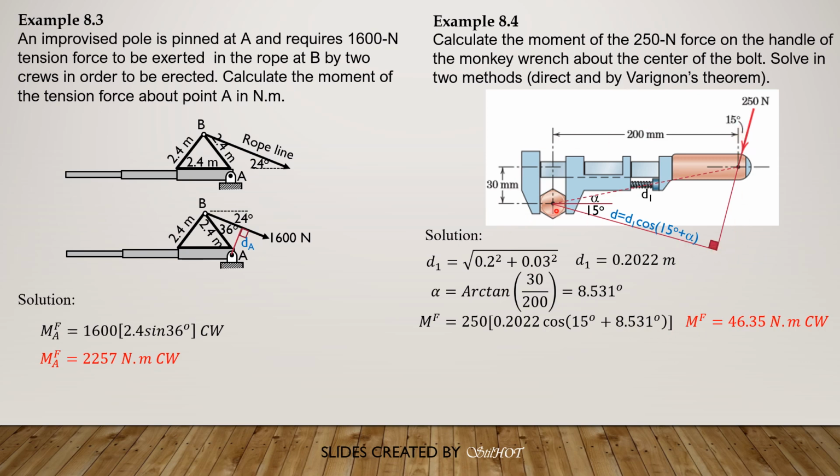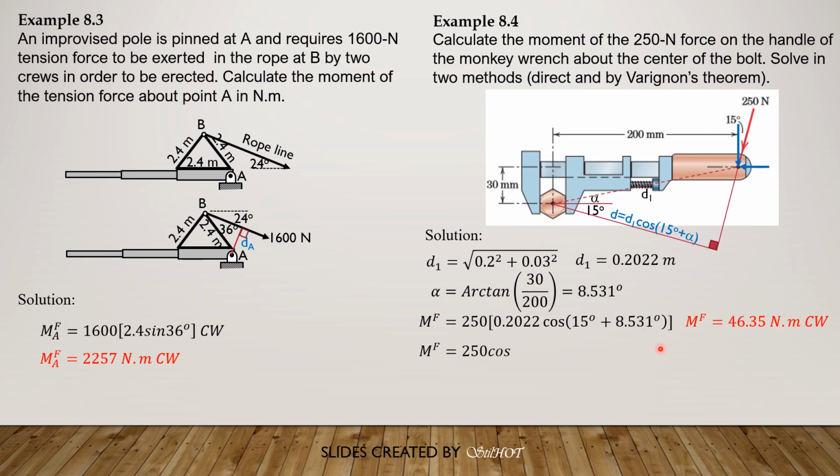So if you push this moment arm, it will rotate clockwise. For Varignon's theorem, the horizontal component is 250 sine of 15 degrees, and the vertical component is 250 cosine of 15 degrees. It is not shown. Just note that the horizontal component is 250 sine 15. This is 250 cosine 15. Now, the vertical component is clockwise, same sense as the answer. The horizontal component produces counterclockwise. So we'll make clockwise moment as positive, then counterclockwise negative.